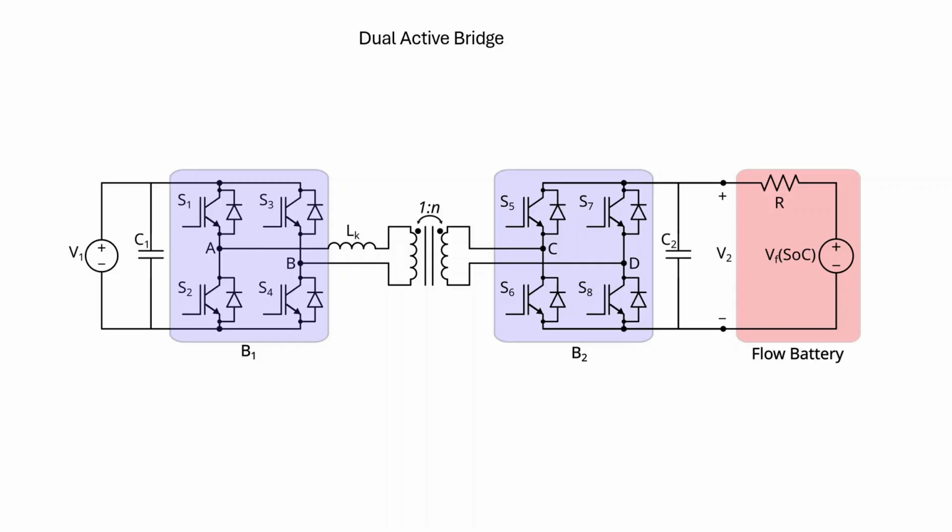This is the circuit schematic of a dielectric bridge. Terminal 1 on the left hand side is connected to an AC-DC converter, so it's assumed that voltage V1 is going to be constant. Terminal 2 is connected to a flow battery, so voltage V2 is going to vary as the SOC of the battery changes, as the battery charges and discharges.